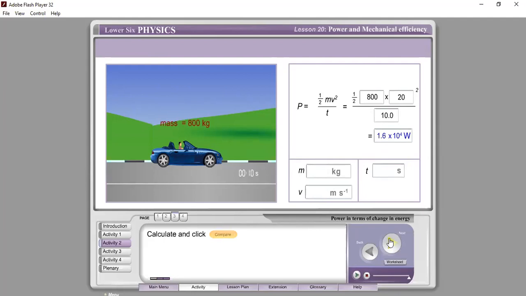So that means that the power used to move the car is 1.6 times 10 to the power 4 watt. The actual power output of the car is much higher than this value. Can you suggest what other work has to be done by the car? Work is also done to overcome the friction and air resistance.